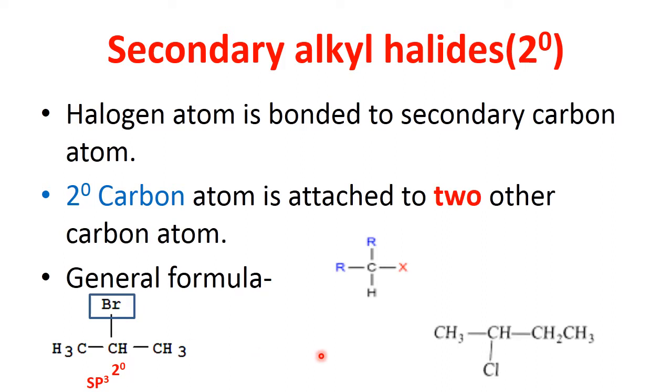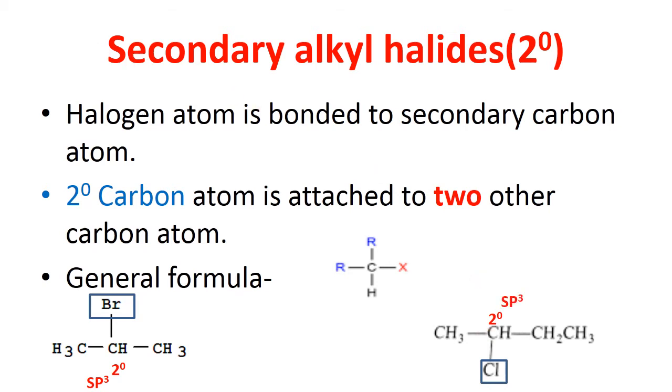Now you can see in the other example also this chlorine as a halogen atom is bonded to a secondary carbon atom and that secondary carbon atom is further attached to two other carbon atoms and therefore it is an example of secondary alkyl halide. And this secondary carbon atom is bonded with other atoms with single bonds and therefore it undergoes sp3 hybridization.